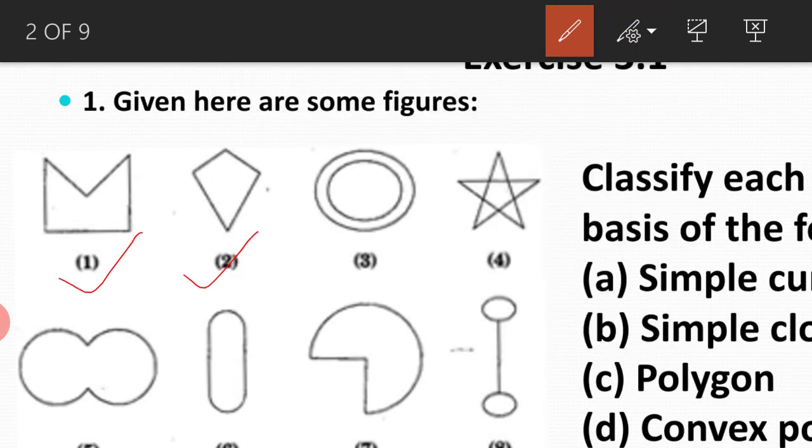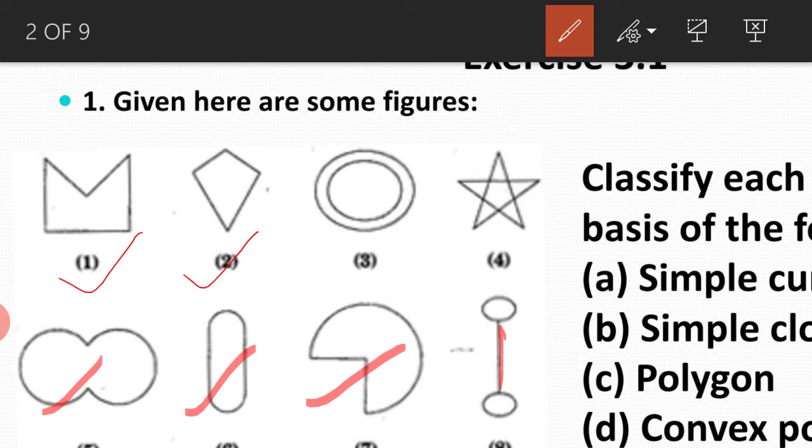Third one is not a simple curve because while tracing this kind of figure you need to lift the pencil. Fourth one, there is crossing of the boundary. And fifth one is also a simple curve, yes. Then this one and this one also. Coming to this particular figure, again it is not a simple curve because you can see intersection or crossing of the boundary. So 8th one is also not a simple curve.